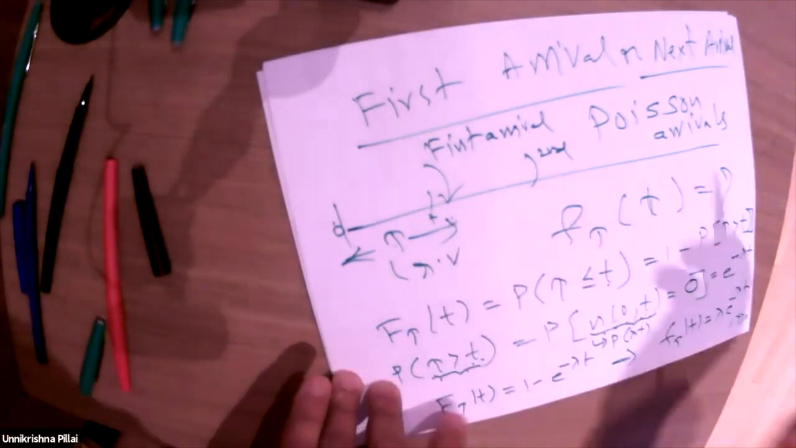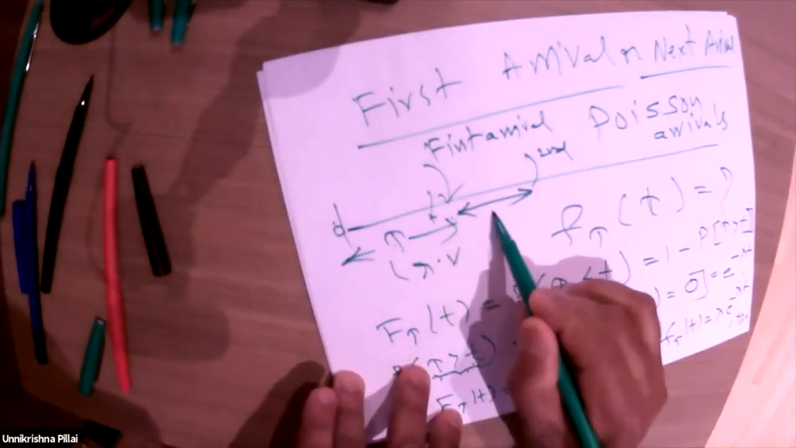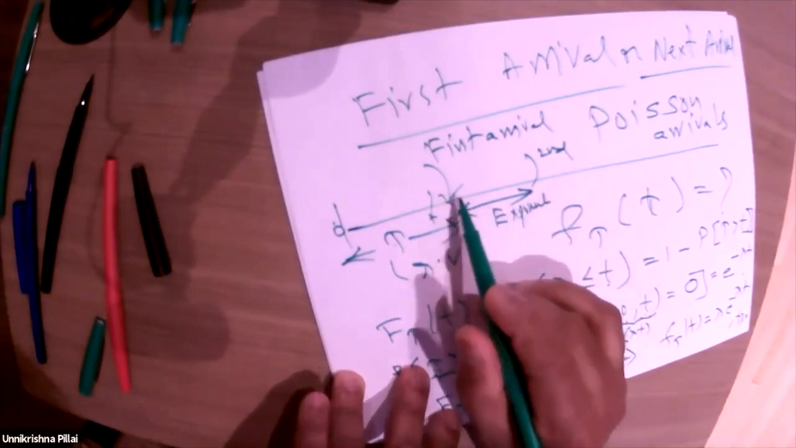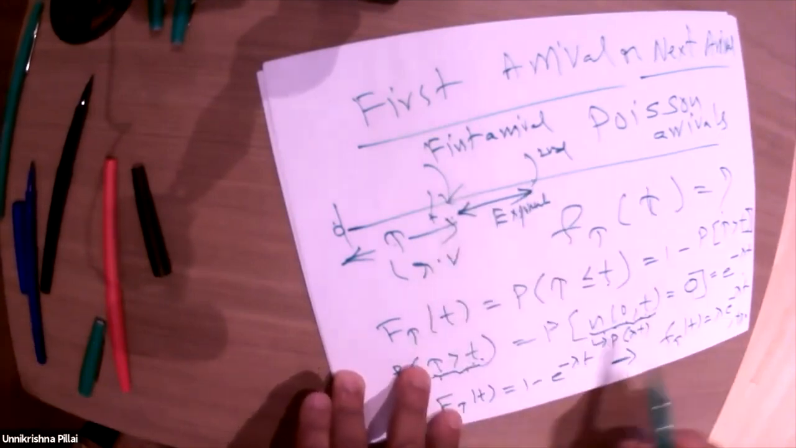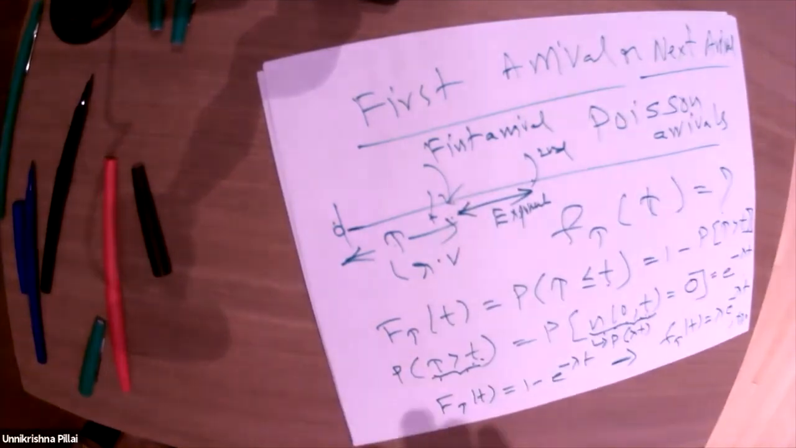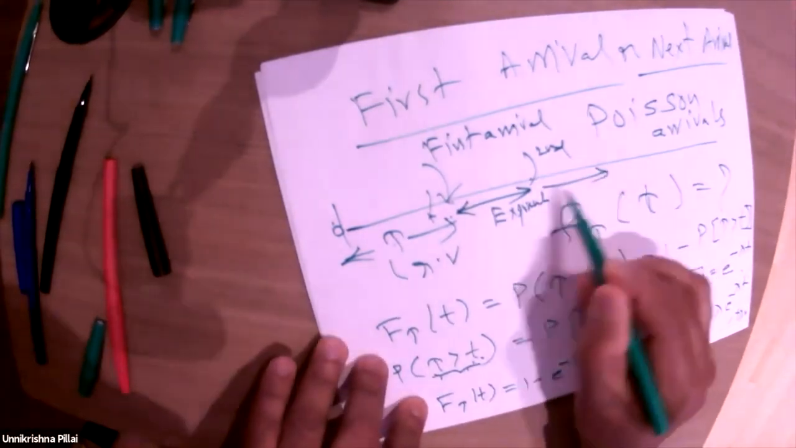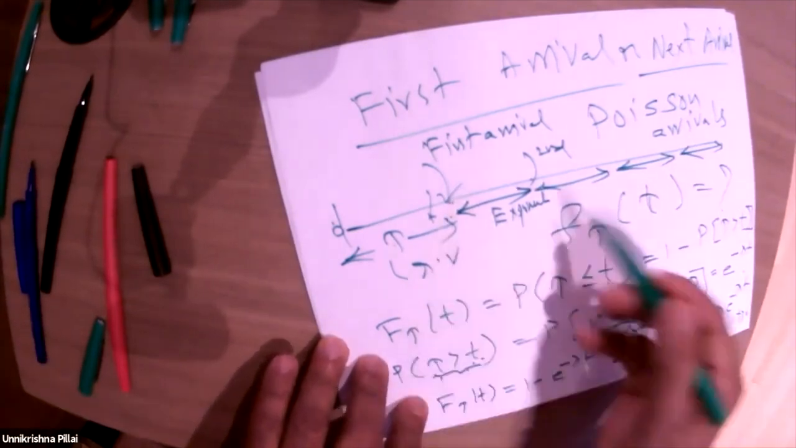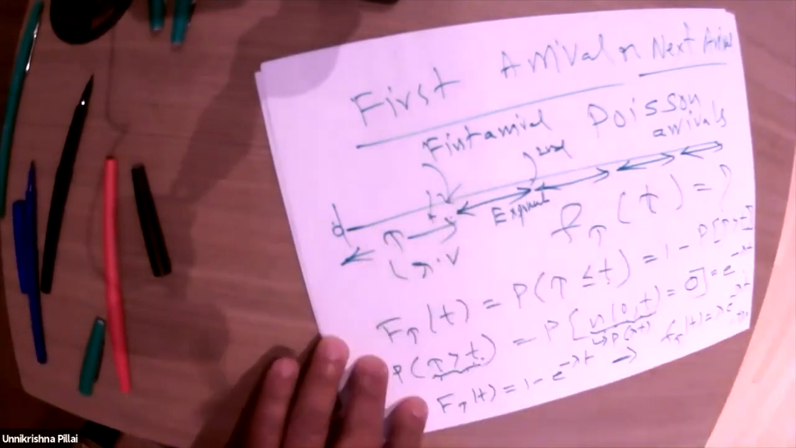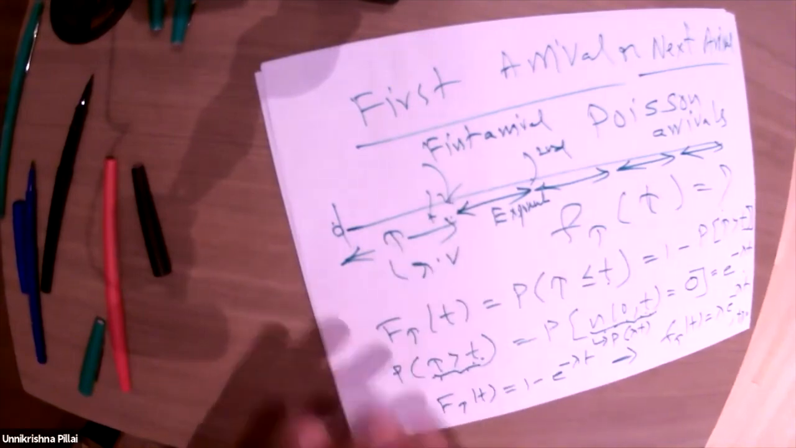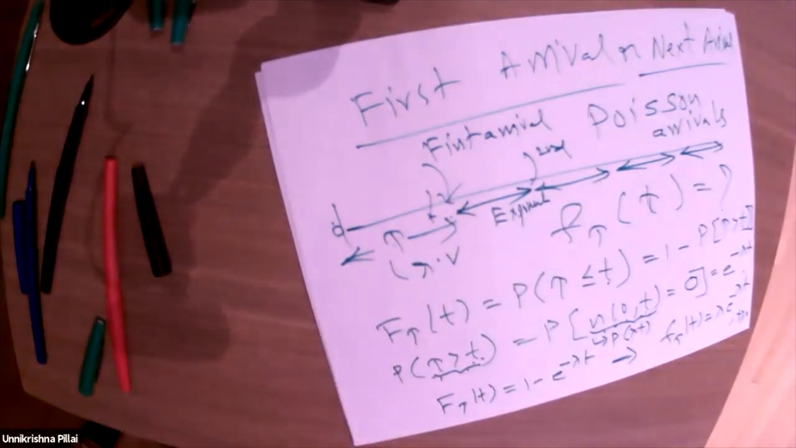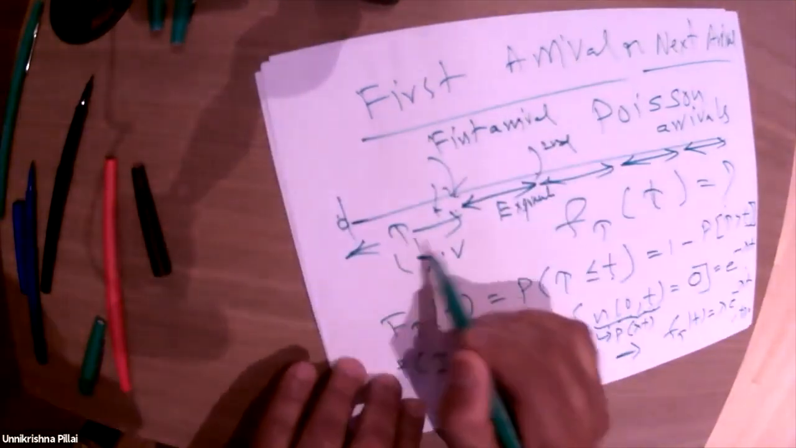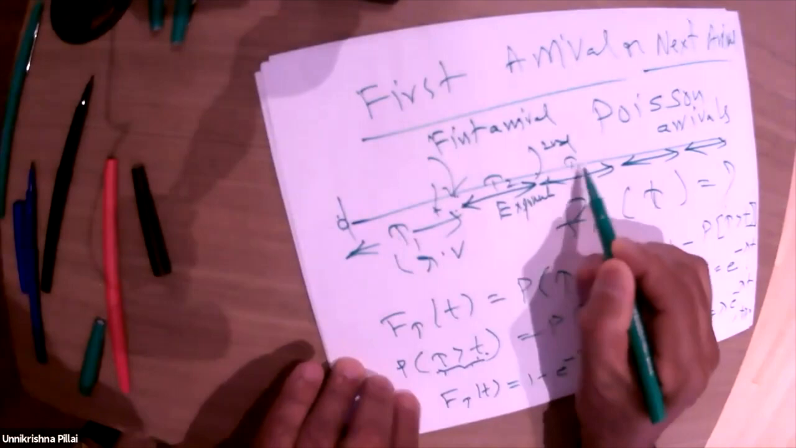In fact, more generally, any inter-arrival time is exponential. Exactly the same argument applies, because for the second arrival you start from here and use the same argument, with a little randomization. Each of these inter-arrivals is independent, because the second arrival is independent of the first one. Once the first one has happened, you reset the clock. So the nth arrival is what? Let me call these tau 1, tau 2, tau 3, etc.